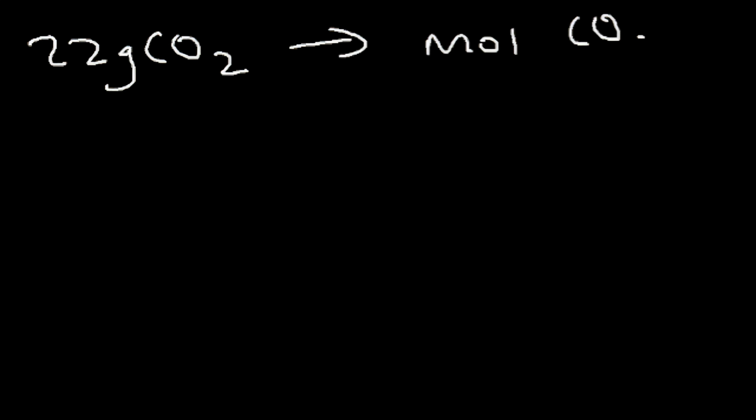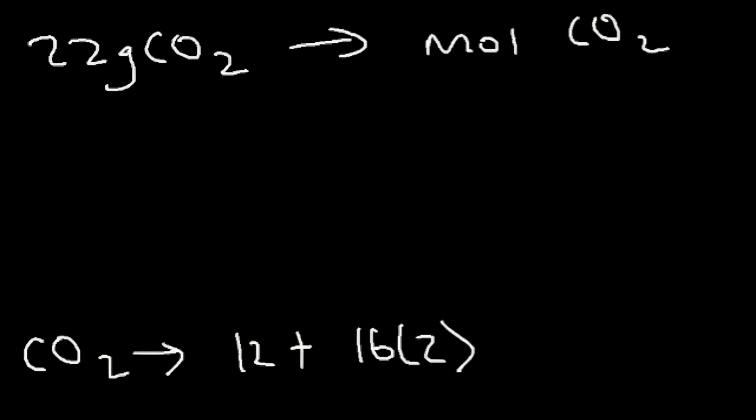Now, try this example. So let's say if you have 22 grams of carbon dioxide, go ahead and convert it to moles of CO2. So the first thing you need to do is find the molar mass of CO2. The atomic mass of carbon is 12, and for oxygen it is 16, but there's 2 of them. So 16 times 2 is 32, plus 12, that's 44. So the molar mass is 44 grams per mole.